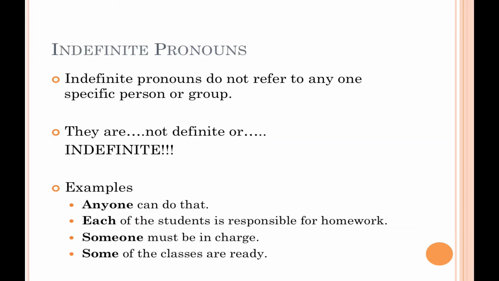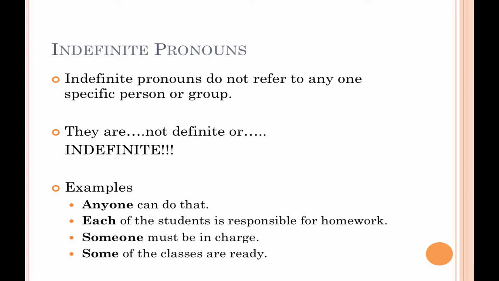Now, the focus of this podcast is to talk about what are called indefinite pronouns. Indefinite pronouns do not refer to any one specific person or group. They are not definite, or if you use the prefix that means not, they are indefinite. For example, anyone can do that. Well, who is anyone? Literally, it can be anyone. It's not a specific person. Therefore, the pronoun we're going to use, instead of saying any person, is just going to be the pronoun anyone. Number 2, each of the students is responsible for homework, or someone must be in charge.